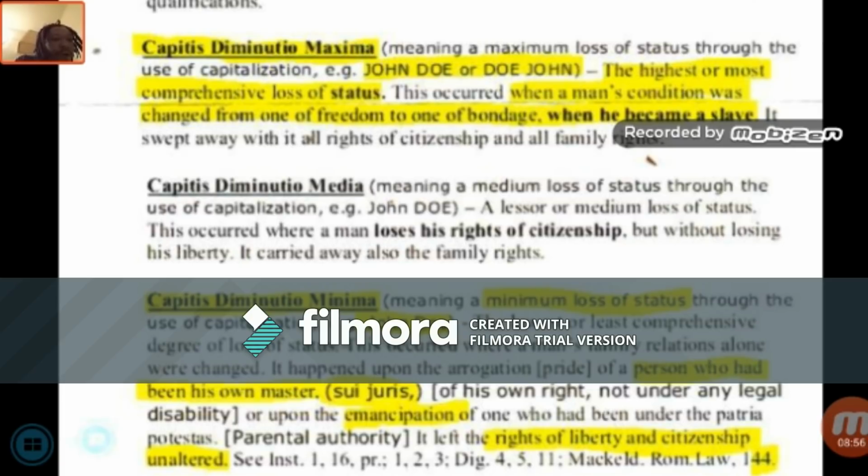This occurs when a man's family relations alone are changed. Now, a man's family relations can change in two ways. Getting married, which wouldn't really change very much. And the other one I know is changing his nationality, declaring your nationality. Let me see. Now see, it says, let's go on. It happens upon the arrogation of a person who had been his own master, sui juris.